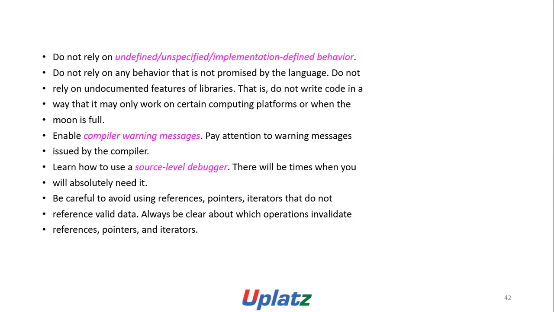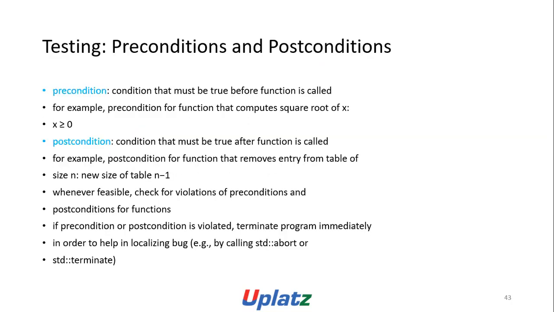Enable compiler warning messages. Pay attention to warning messages issued by the compiler. Learn how to use a source-level debugger. There will be times when you will absolutely need it. Be careful to avoid using references, pointers, iterators that do not reference valid data. Always be clear about which operations invalidate references, pointers, and iterators.